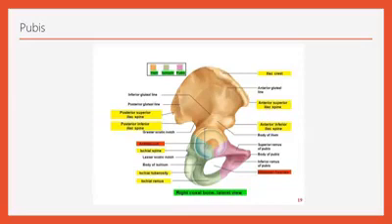Now you have to remember one thing, that the pubic tubercle is actually a landmark for the surgeons. In the above and medial part of the pubic tubercle, if hernia occurs, it is called inguinal hernia. In the below and lateral part of the pubic tubercle, if hernia occurs, it is called femoral hernia. Inguinal hernia is more common in males, femoral hernia is more common in females.